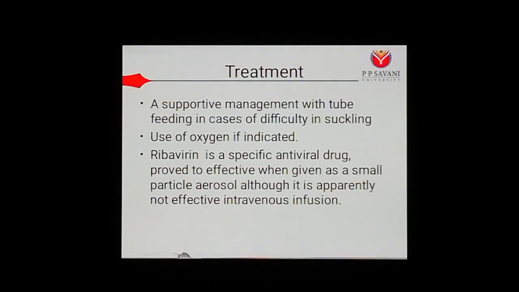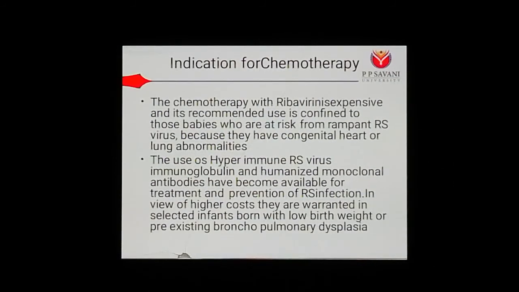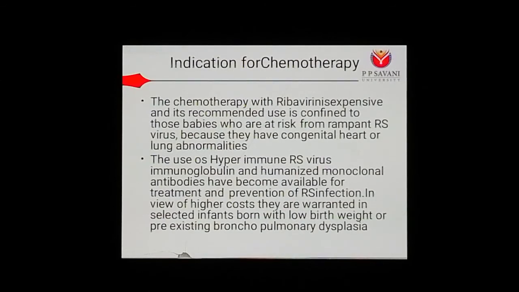Ribavirin, a specific antiviral drug, proved effective when given as a small particle aerosol, although it is apparently not effective by intravenous infusion. Indication of chemotherapy: chemotherapy with ribavirin is expensive and its use is recommended only for those babies who are at risk of severe RS virus infection because they have congenital heart or lung abnormalities.